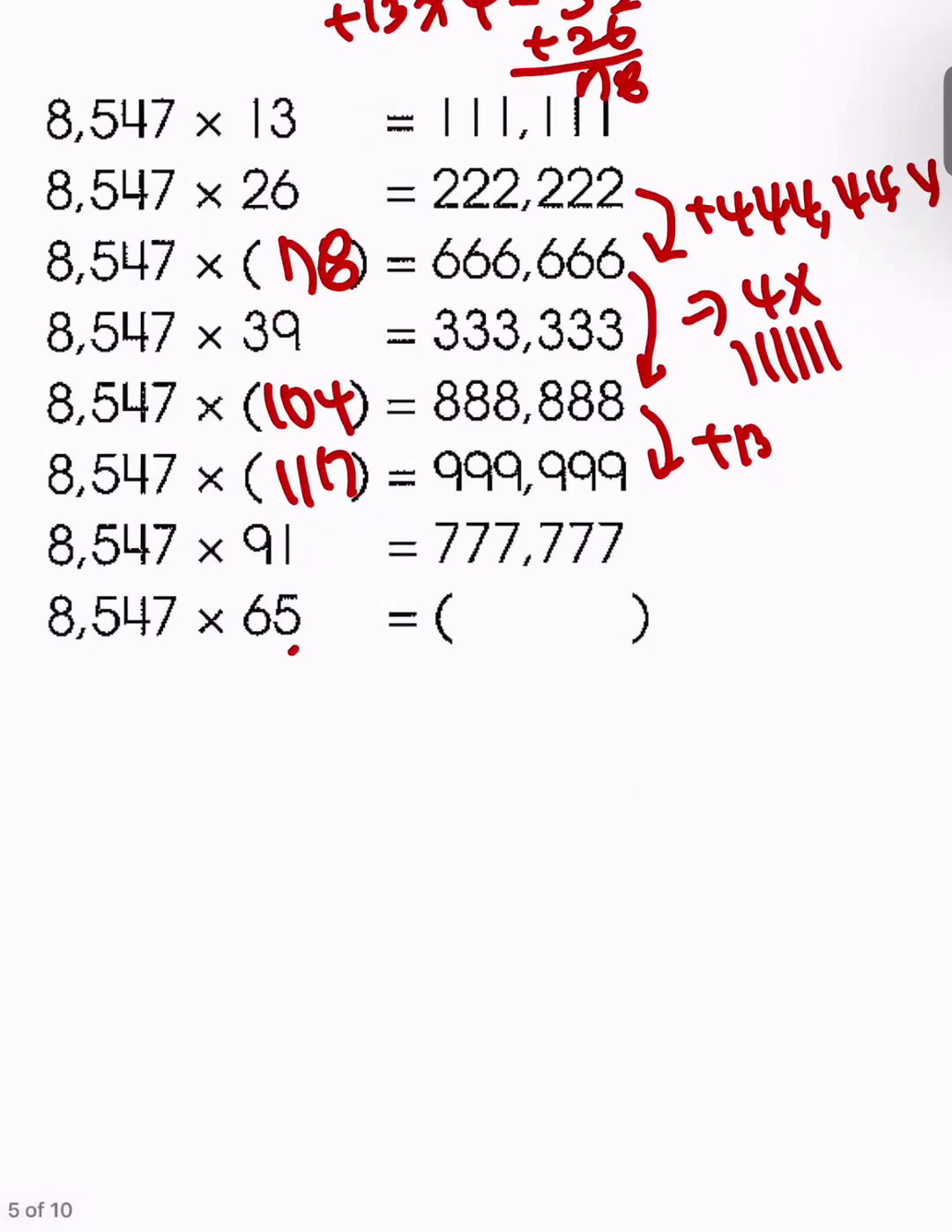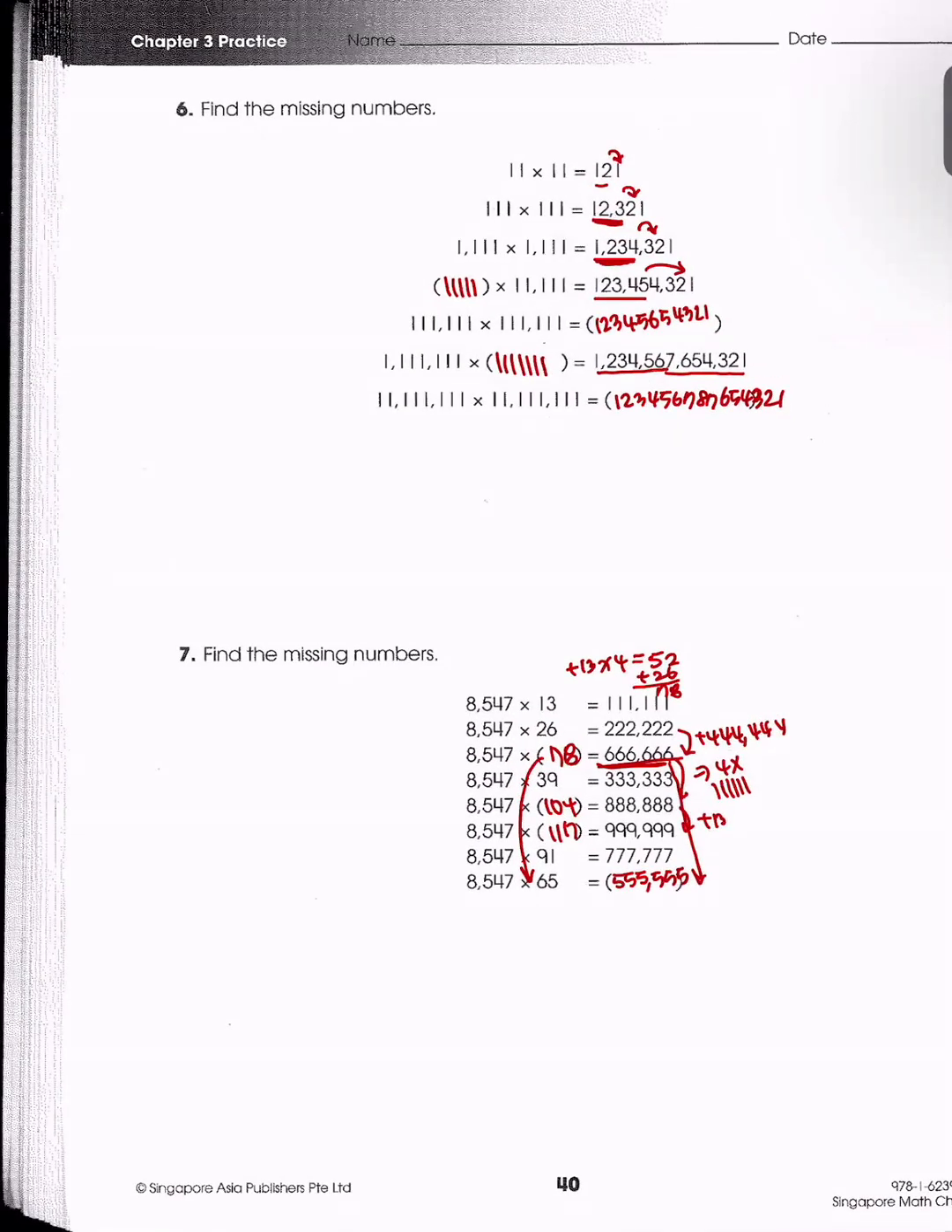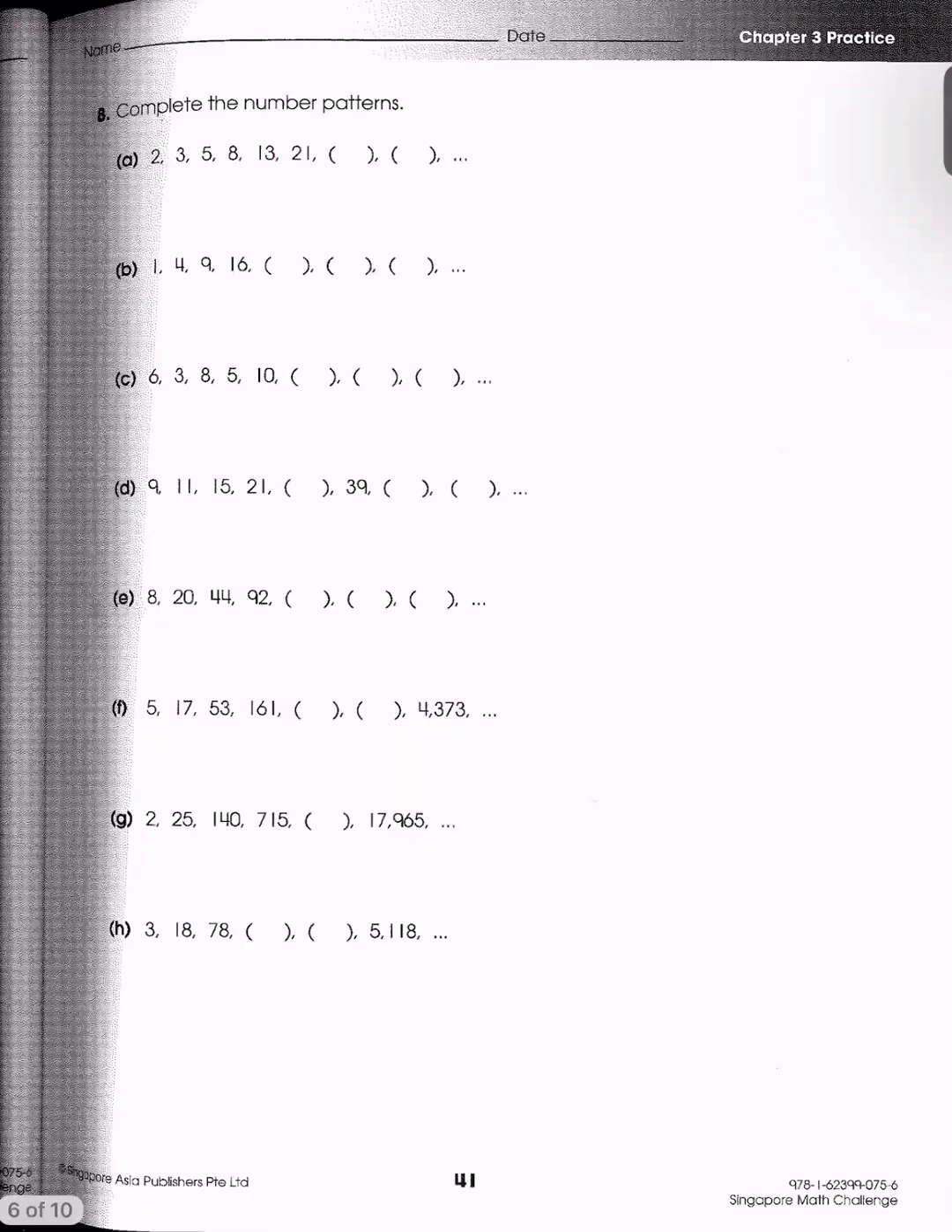And then so now we have 65. So 65 is going to be 13 subtracted from 78. So we're going to subtract 111,111 from this number, and that's going to give us 555,555. So this problem was a little tricky, but we did solve it. So we'll go on to the next page.